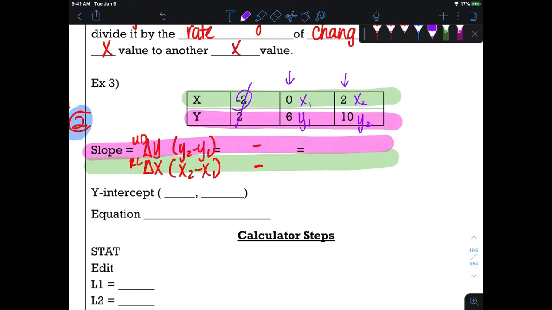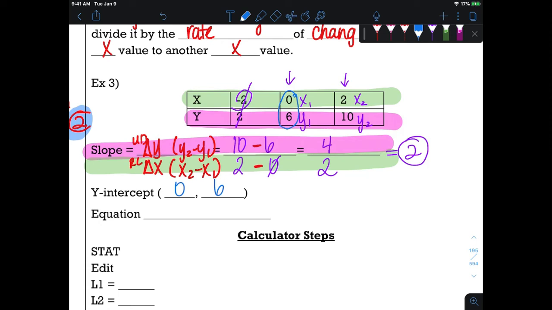So let's plug them in: y2, y1, x2, x1. Let's simplify. 10 minus 6 is 4, 2 minus 0 is 2, and I end up with a slope of 2. Now I'm going to go back and look at my chart again. I see the y-intercept is clearly listed, 0, 6, right? I know that's it because x is equal to 0. Wherever x is equal to 0, I can find my y-intercept.